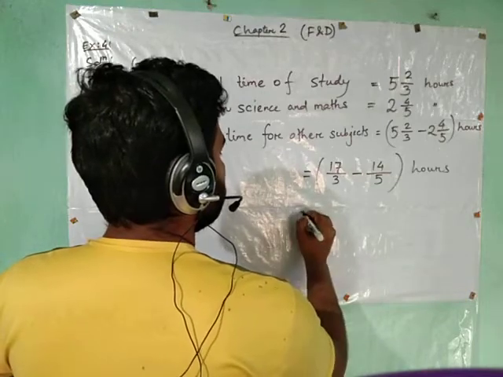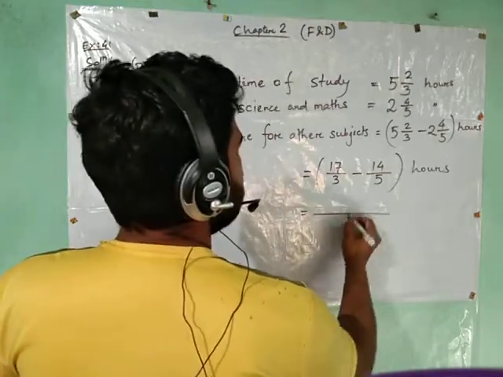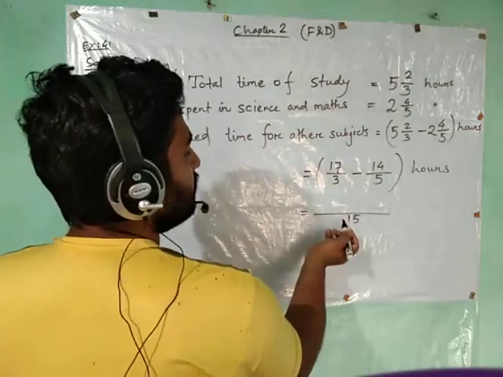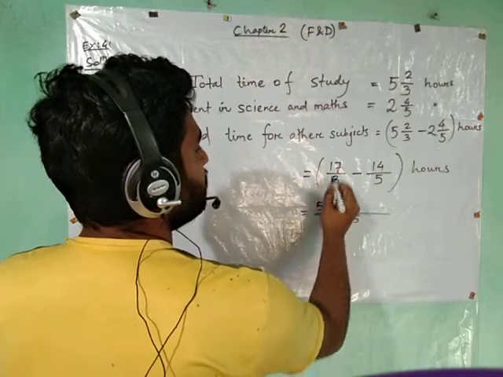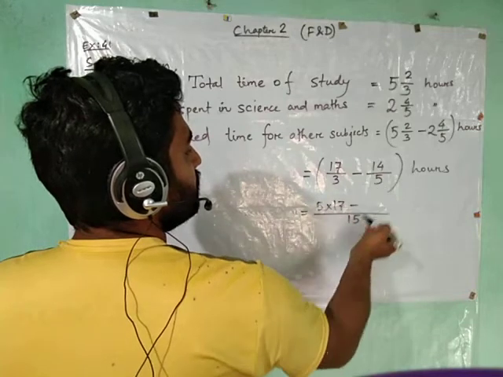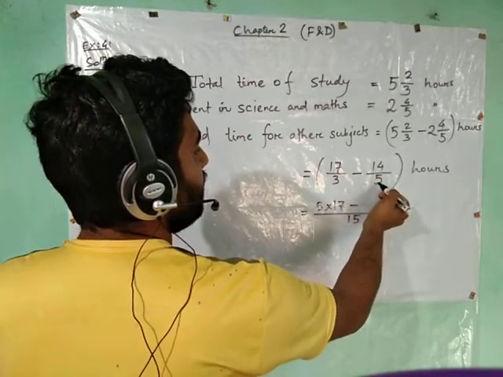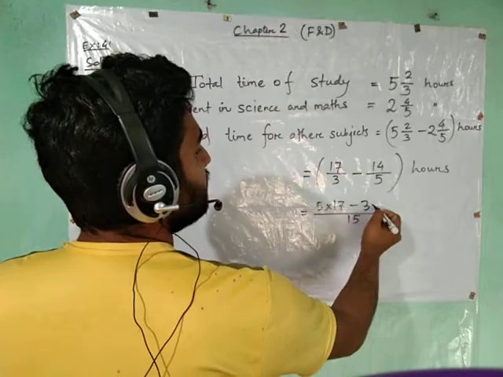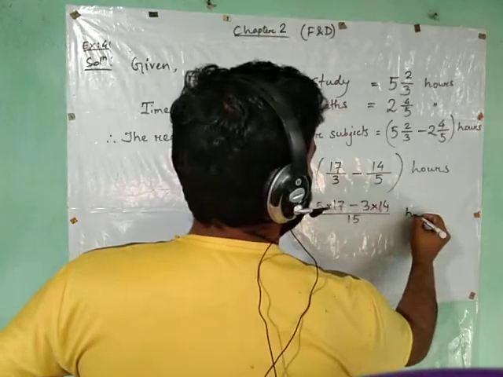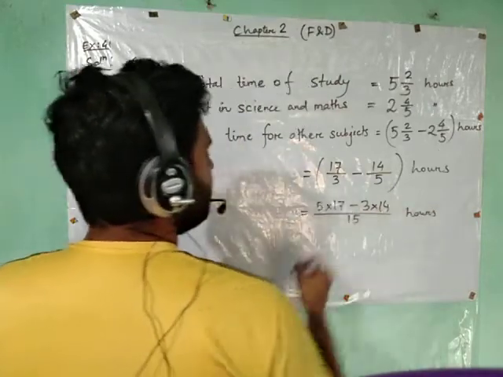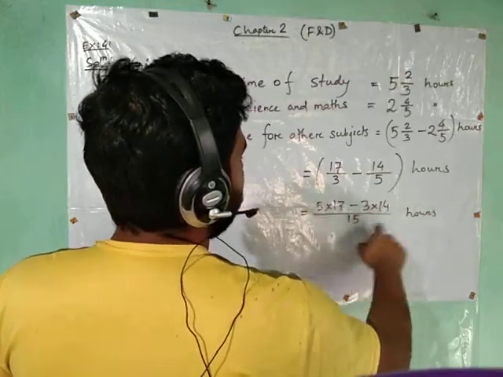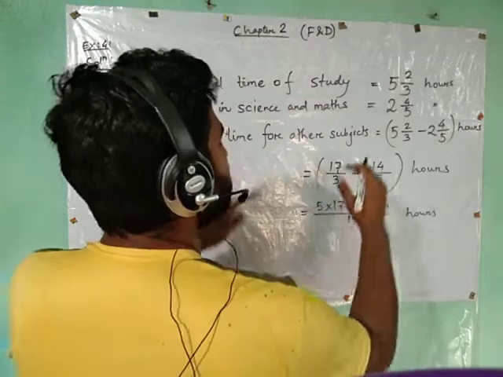Now these two fractions I need to take the LCM. LCM of 3 and 5 is what? 15. 3 5s are 15. 5 into this 17, minus is there. Now this 15 has to be divided by 5. 5 3s are 15 into this 14 in the numerator. This is what? Hours. I have not put a bracket here. Why? Can anybody tell? Yes, this is one single fraction, so we need not put a bracket.